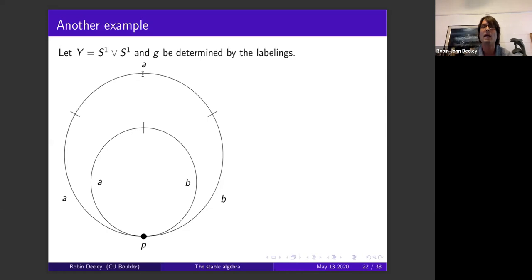And then finally, for this interval right here, it's labeled B, so something more dramatic happens. It's got to map into the inner circle. So it's going to map to this inner circle here.